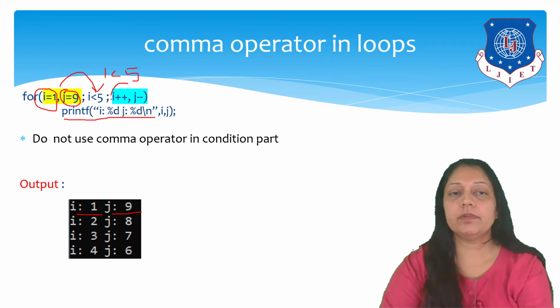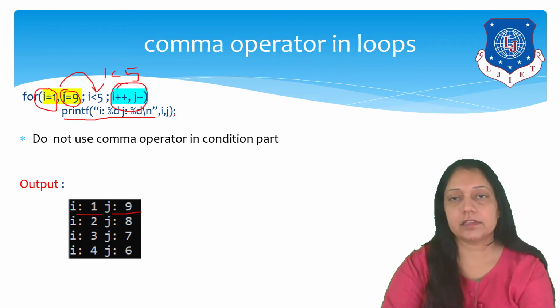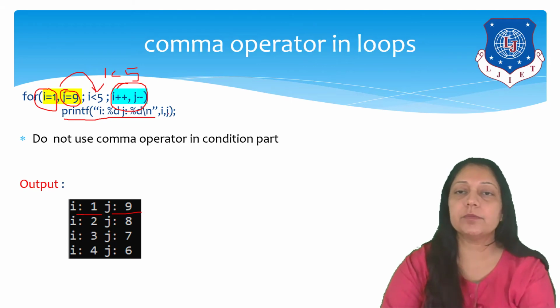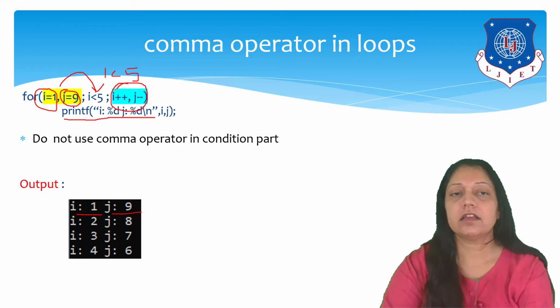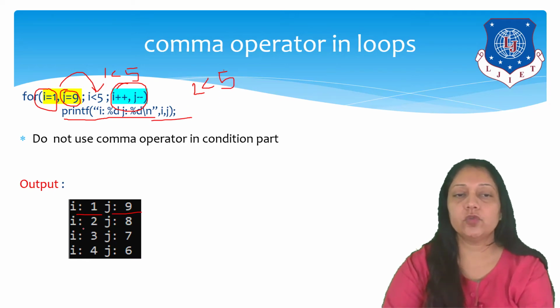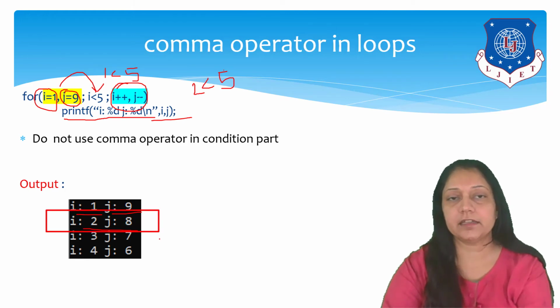Next step is to update the loop variables. So i would be incremented, j would be decremented. So now i becomes 2 and j becomes 8. Check the condition. 2 less than 5, because the value of i is 2. The condition is true, display the value of i and j. So 2 and 8 would be displayed.